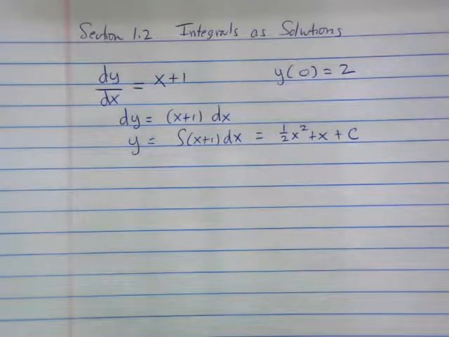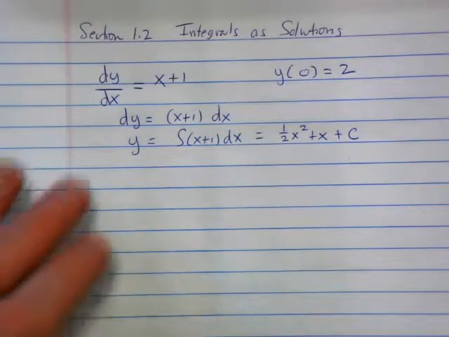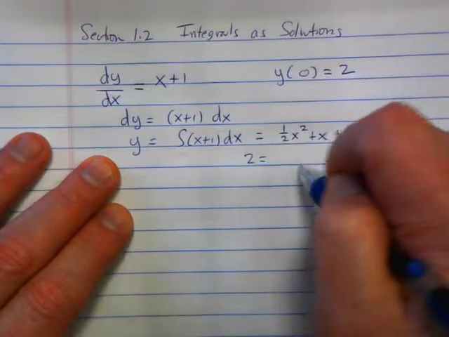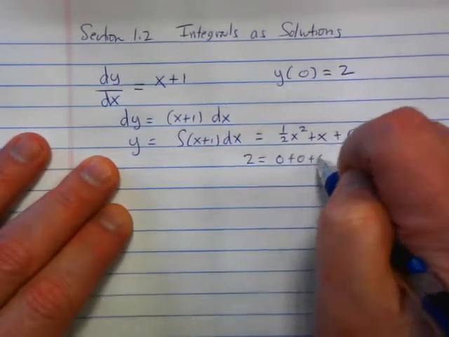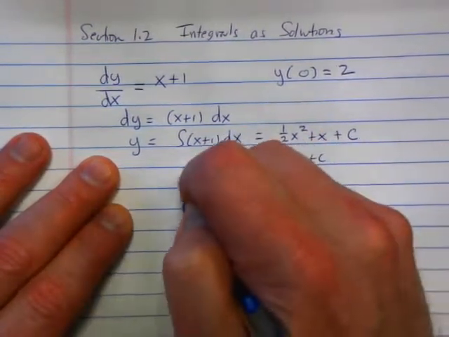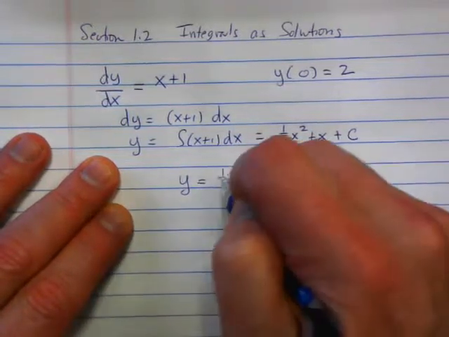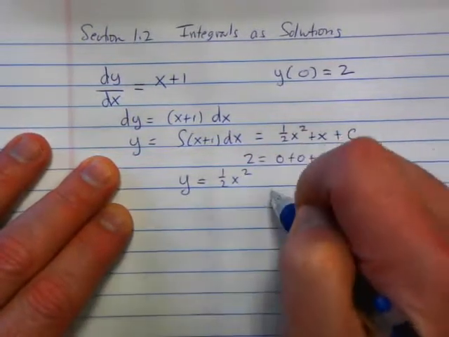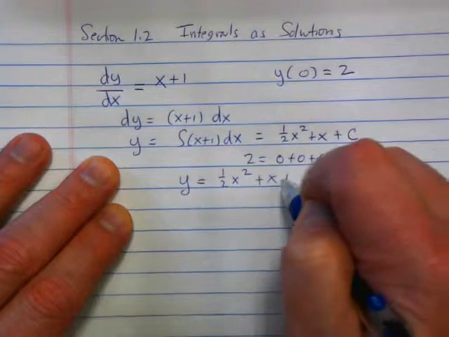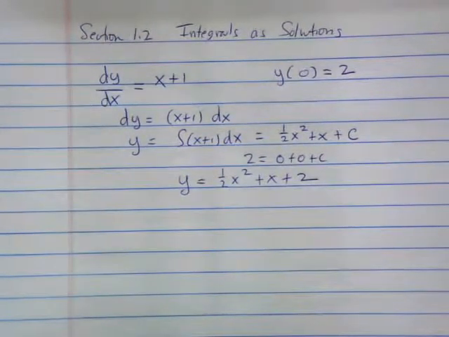And then we have to find the c value. How do I find the c value? Plug in my initial condition. So 2 equals 0 plus 0 plus c. I guess c is 2. The solution is y equals 1/2 x squared plus x plus 2. Questions on that one?